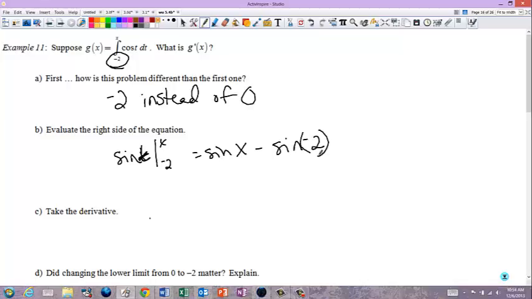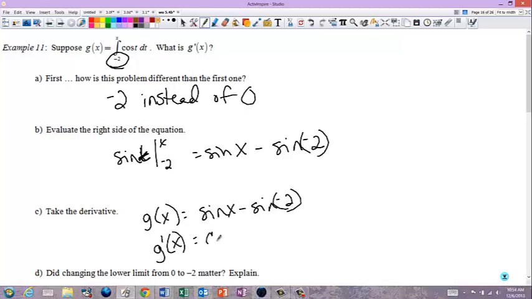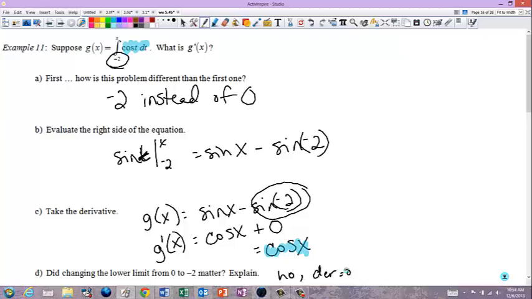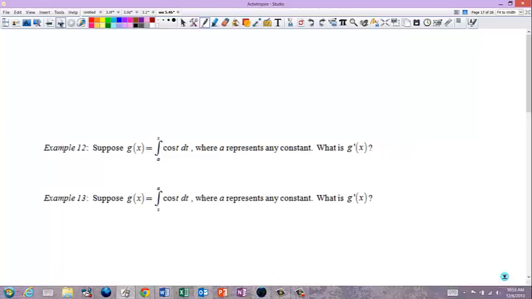Take the derivative of that. Well, if g of x is sine of x minus sine of negative 2, when I take the derivative of that, the derivative of sine is cosine. The derivative of sine of negative 2 is 0, so plus 0. So it's just cosine of x, because that's a constant. I got the same thing again. Did changing the lower limit from 0 to negative 2 matter? No, because the derivative of a constant is 0. No derivative, 0.